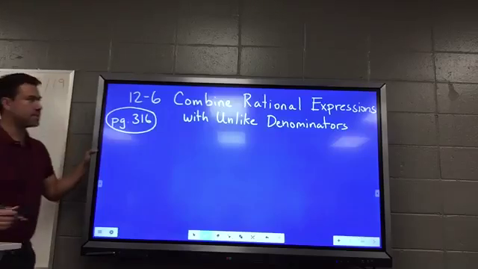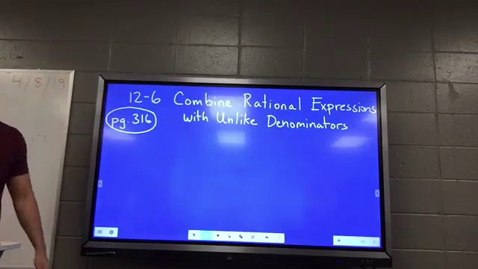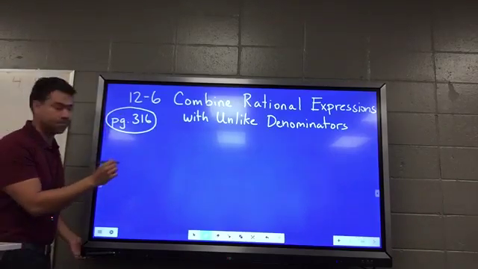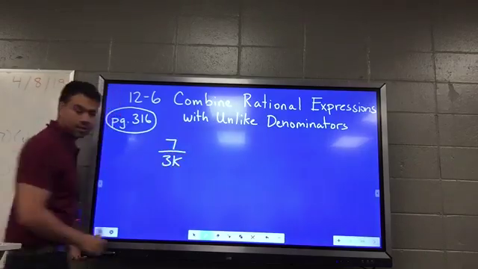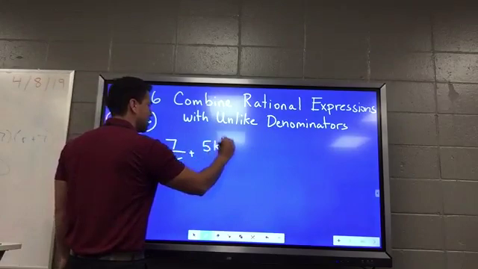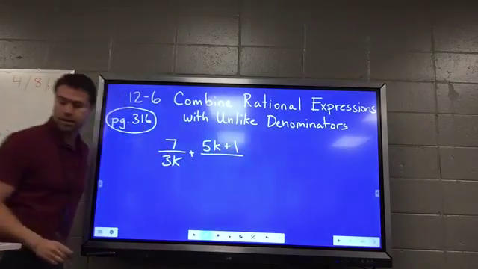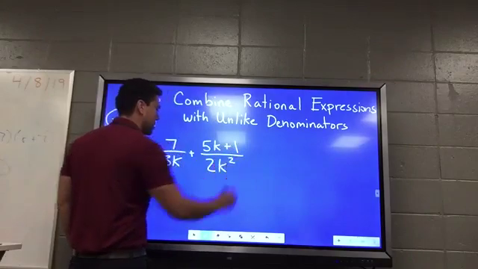So we're on page 316, and we're going to use that LCM knowledge to figure out these problems. So write this problem down to start off with. 7 over 3k plus 5k plus 1 over 2k squared.